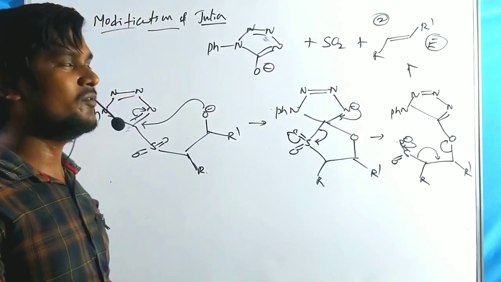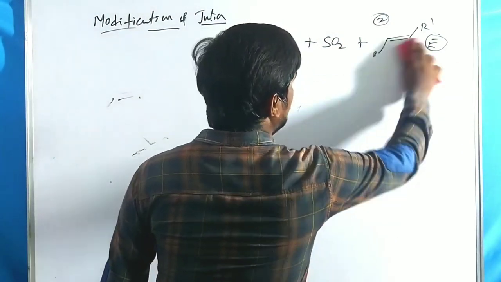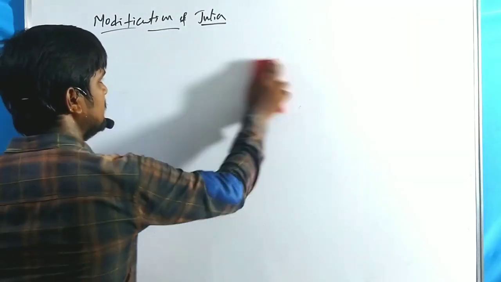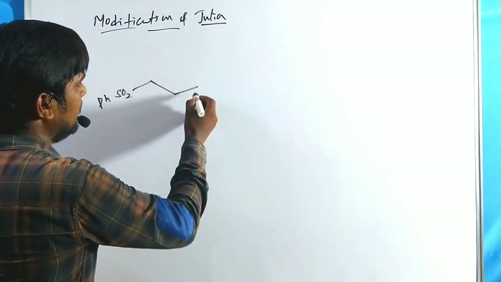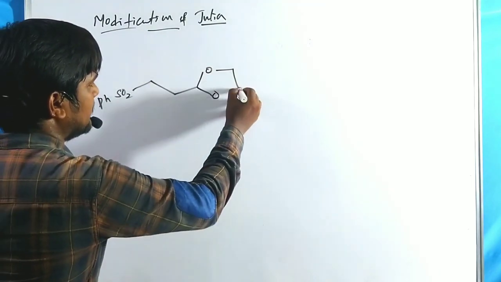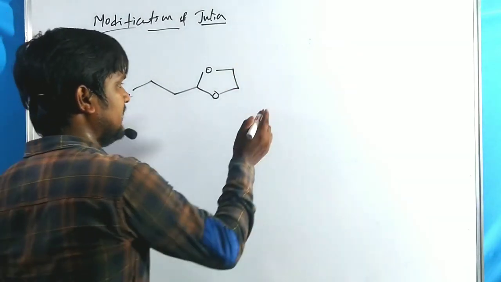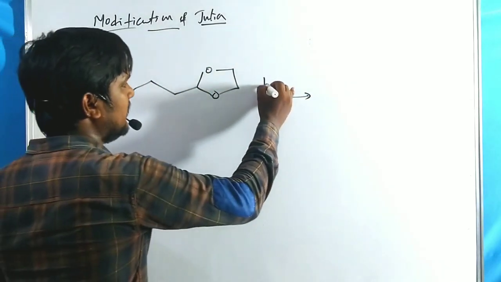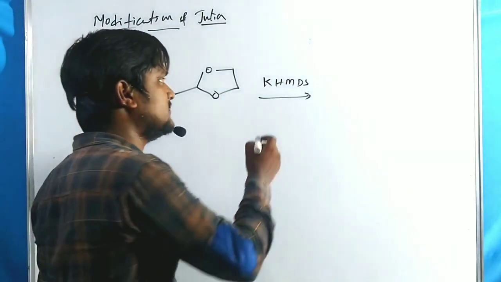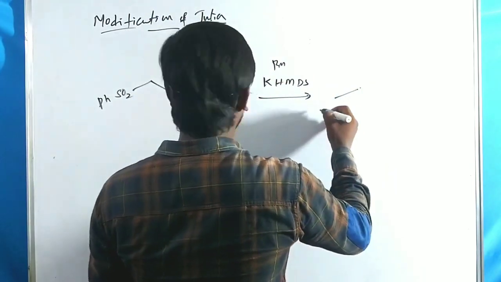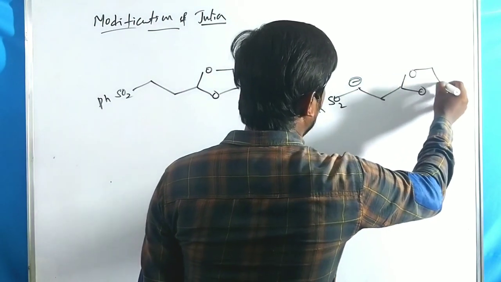Now let us discuss one more example of a modification of the Julia reaction. Here it is SO2 phenyl, with a protected carbonyl, which is protected by ethylene glycol. Now we used KHMDS, potassium hexamethyl disilazide, which is a base. Now we will get the SO2 phenyl carbanion in the protected manner.